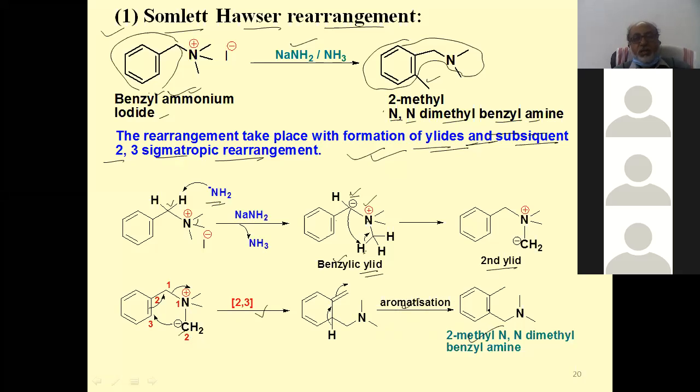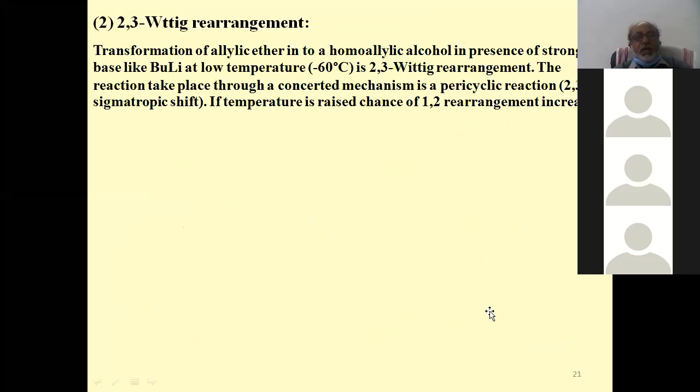This is the Sommelet-Hauser rearrangement. Another 2,3-Wittig rearrangement. Wittig rearrangement you have studied in your second semester. So there are two types of Wittig rearrangement. One is your 1,2-Wittig rearrangement. Another is the 2,3-Wittig rearrangement.